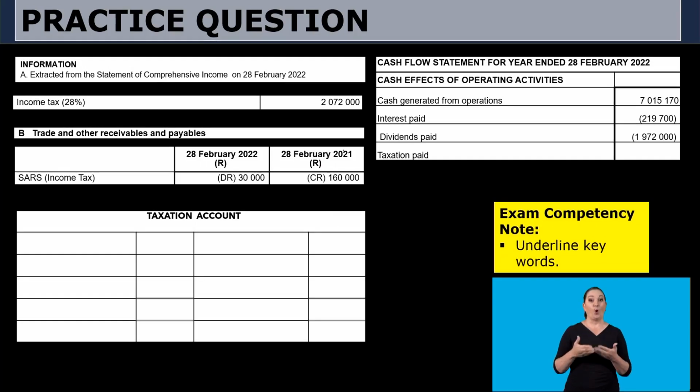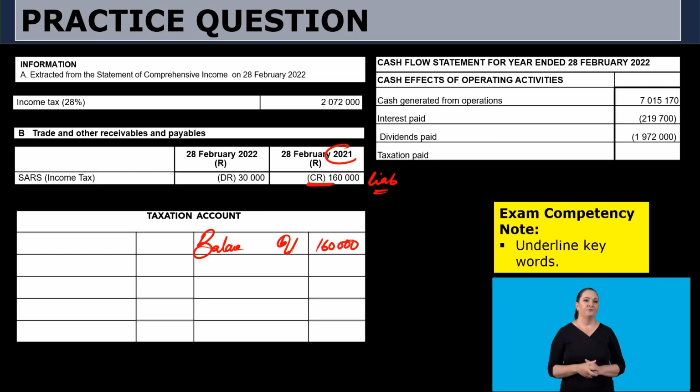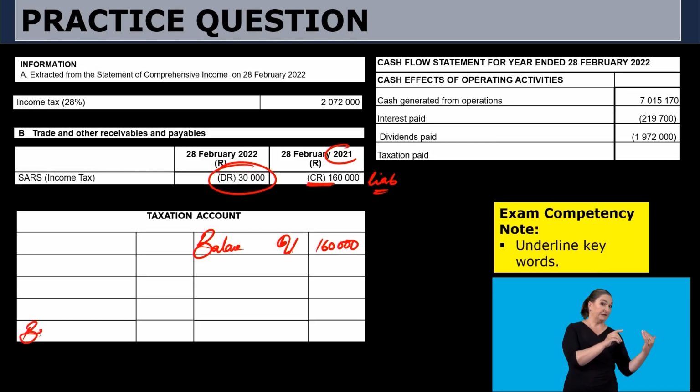So at the beginning of the year, which is 2021, the balance is a credit balance, which is 160. That means it is a liability. That means at the end of the year 2021, we were owing SARS 160,000. So I'll say my balance brought down 160,000. And then here I'm given a debit balance in 2022. So I'll come to the debit side of my ledger account and I'll say my balance brought down at the end was 30,000. But I know it has to be a balance carried down.